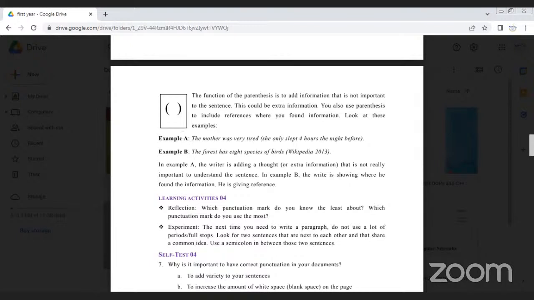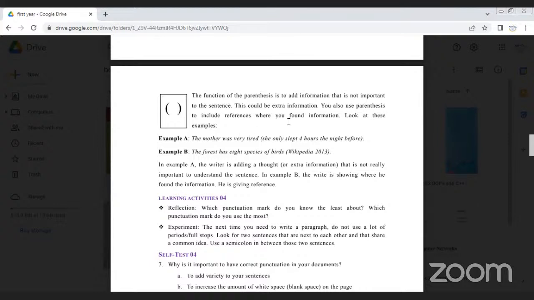Okay, then let's see the function of parentheses. This is the symbol of parentheses. It is used to add information that is not important to the sentence. Okay, this could be extra information. You also use parentheses to include references where you found information. Look at these two examples.